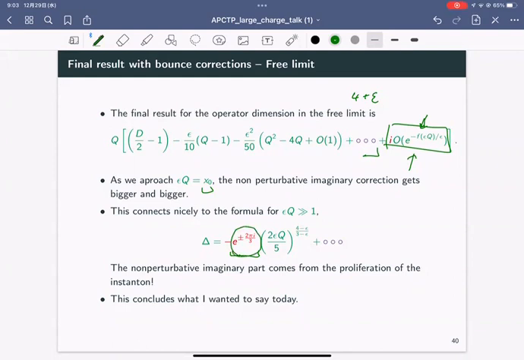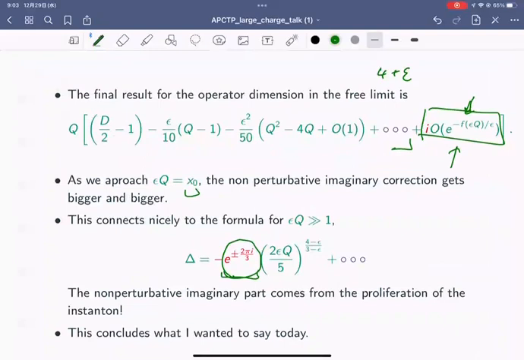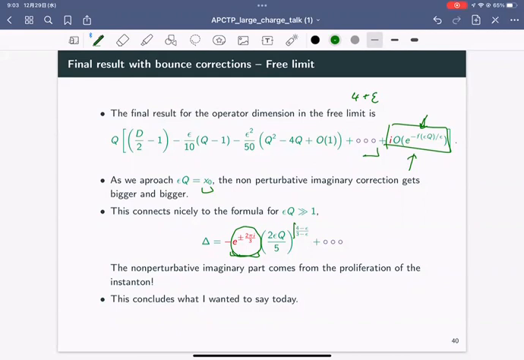This is one step towards understanding why, let's say we just knew the Feynman diagram result and couldn't have guessed this scaling exponent. And maybe it's one step towards understanding what kind of non-perturbative effect gives rise to this weird scaling without using effective field theory. And this concludes what I wanted to say today.